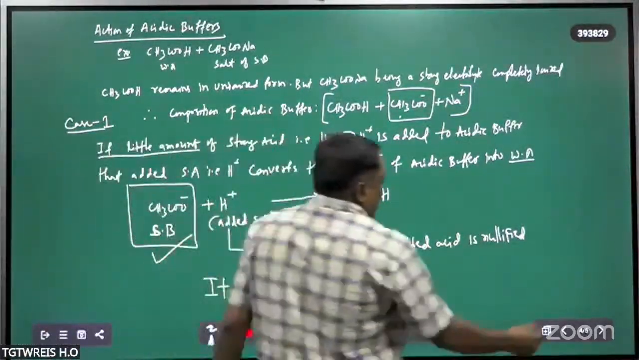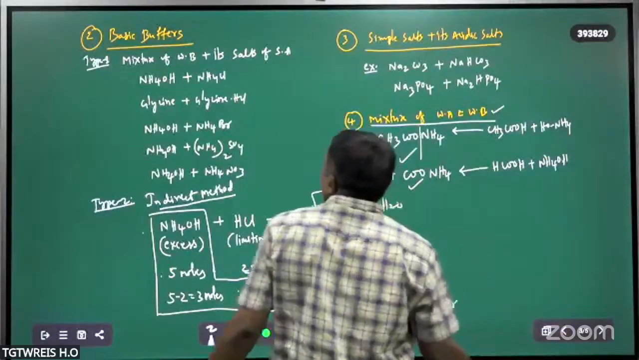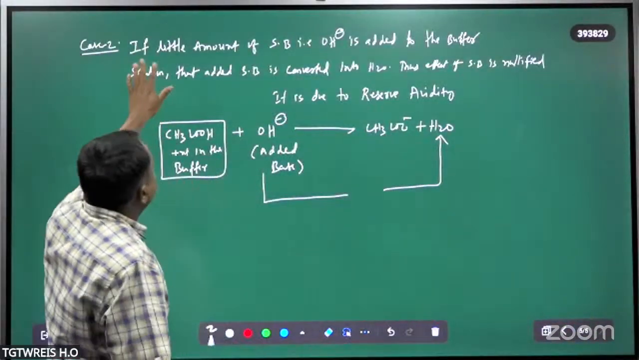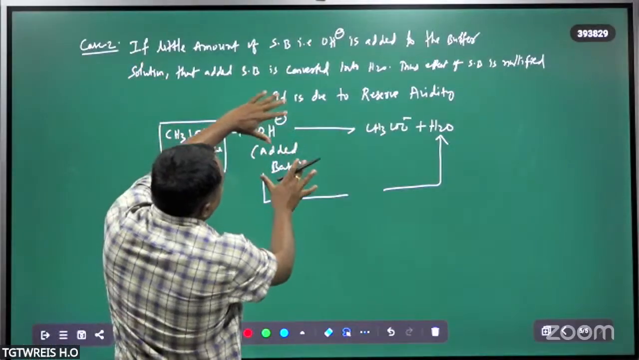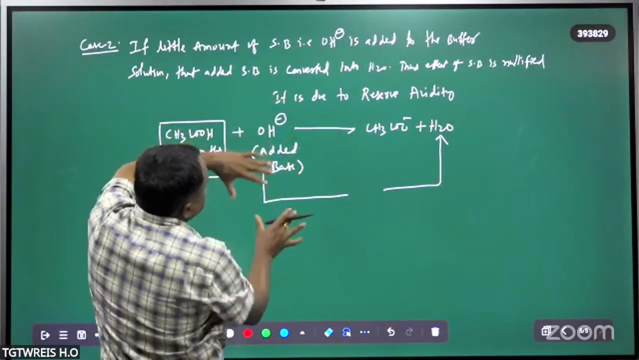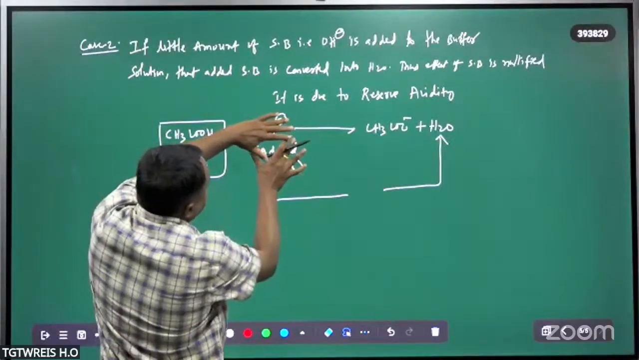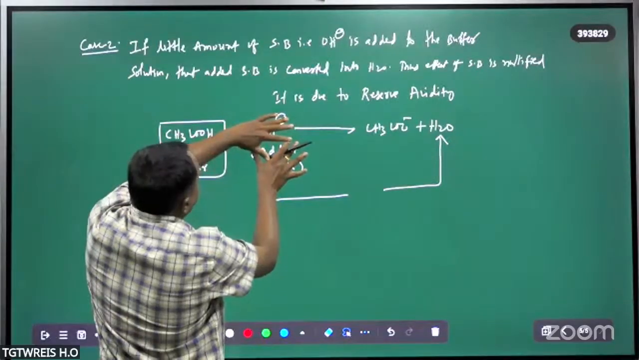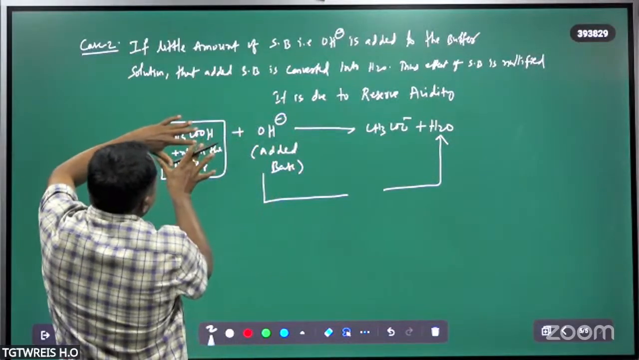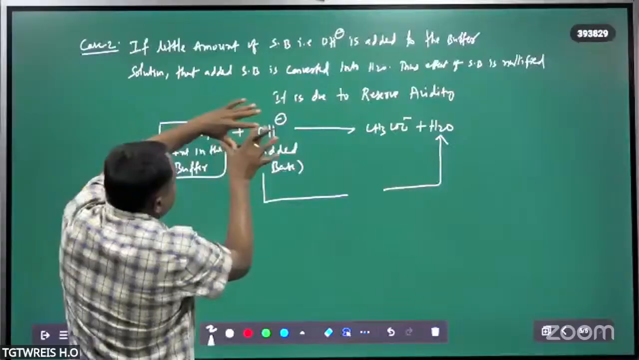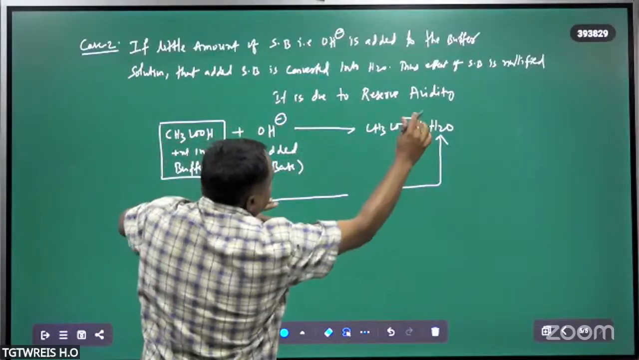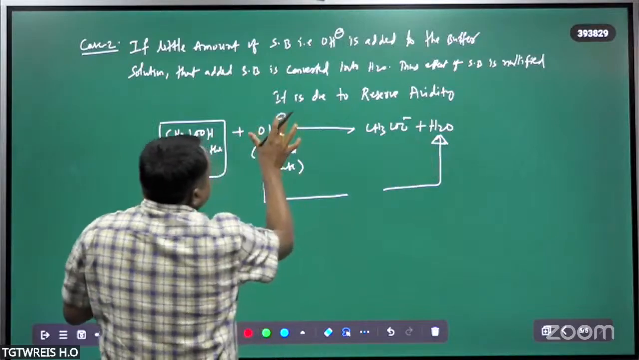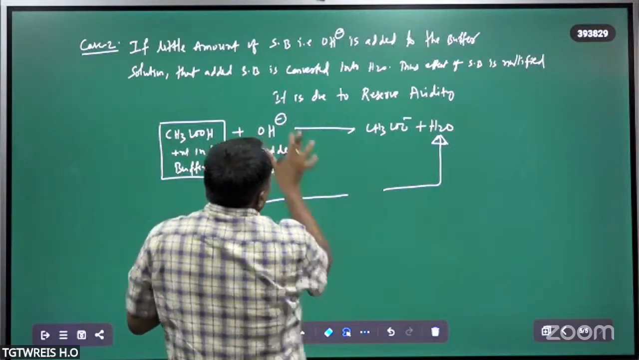In the same manner, here we are adding a strong base. OH minus, or NaOH, is the added strong base. Whenever you add this strong base to the buffer solution, the added base is converted into water.